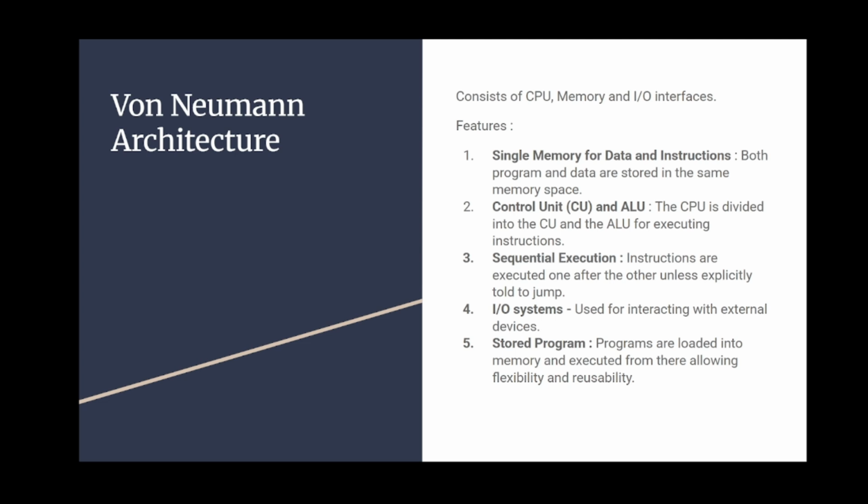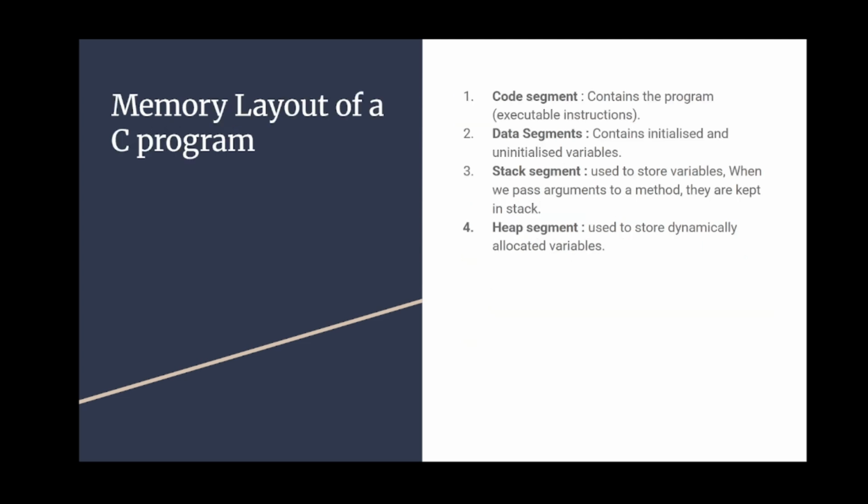Now let's dive into something more basic: how memory is allocated in C programming. The memory layout of a C program consists of four segments. The code segment contains the program, that is the executable instructions. The data segment contains initialized and uninitialized variables. The stack segment is used to store the variables when we pass arguments to a method, and the heap segment is used to store dynamically allocated variables. That is, when we use malloc to allocate memory, it is usually stored in the heap segment.